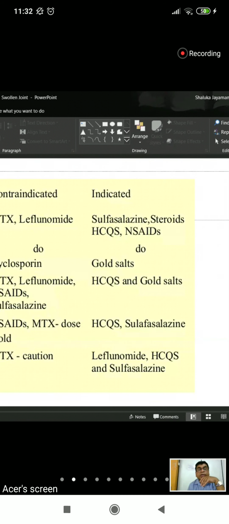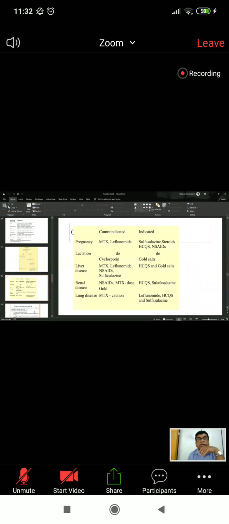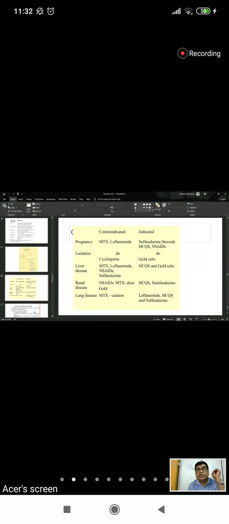So, as you know, in pregnancy, methotrexate and leflunomide are contraindicated, whereas sulfasalazine, steroids, hydroxychloroquine, and NSAIDs can be used. In lactation, cyclosporine is contraindicated and you can use gold salts. In liver disease, you can't use methotrexate, leflunomide, non-steroidal anti-inflammatory drugs, and sulfasalazine. So, if you have liver disease, you have to manage them with HCQS and gold salts.